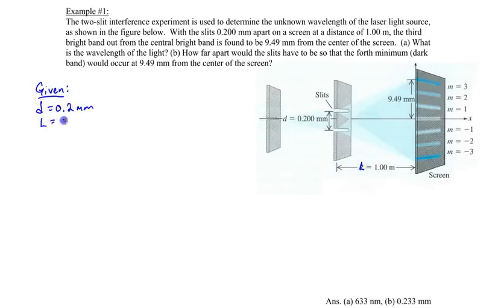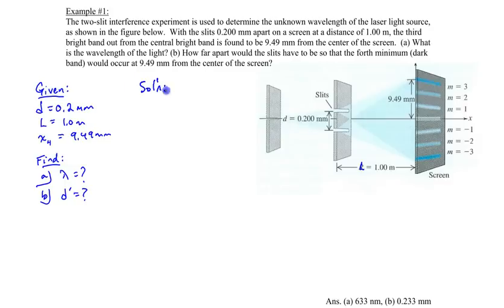L is 1 meter. We have a bright fringe, the third order bright fringe, so I'm going to write that as x sub 4 is 9.49 millimeters. In part A, we're asked to find the wavelength. And in part B, we're asked how far apart the slits would have to be for the fourth minimum, dark band, to occur at 9.49 millimeters. So we want to know what D primed would be for this scenario.